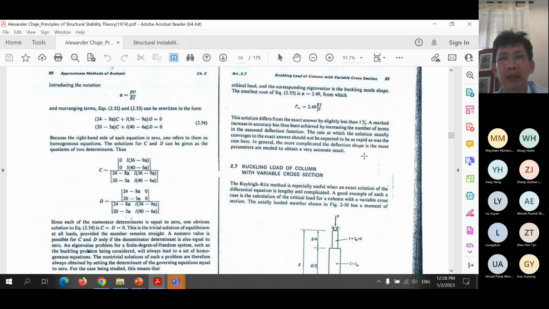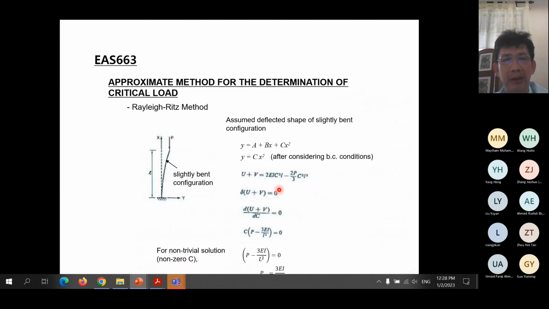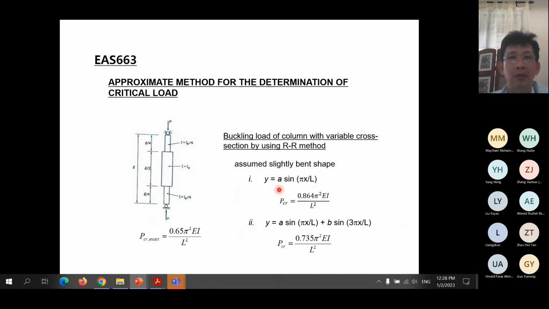Okay. Now, this is an example of how we apply the Rayleigh Ritz method and how we can further improve the accuracy by improving the assumption that we make, that is by adding more terms, okay? And all the terms that we add must eventually be kinematically admissible, which means the geometric boundary conditions must be satisfied.